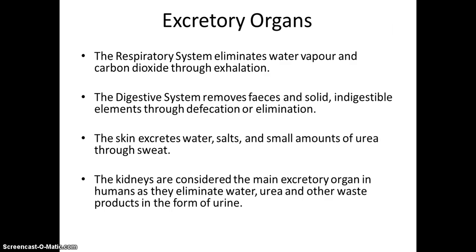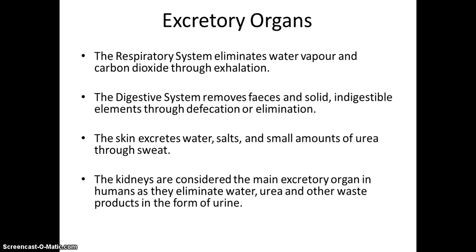Now, a couple of these areas we spoke about before. The respiratory system eliminates water vapor and carbon dioxide through exhalation. We've discussed the respiratory system before, so I don't need to go into it again. The digestive system removes feces and solid indigestible elements through defecation or elimination. Through thermoregulation, trying to control the body's temperature through homeostasis, we sweat, and through the sweat, through the skin, we excrete water, salts and small amounts of urea that is produced when we're breaking down our macronutrients. Again, we've talked about thermoregulation before, and vasoconstriction and vasodilation of blood vessels.